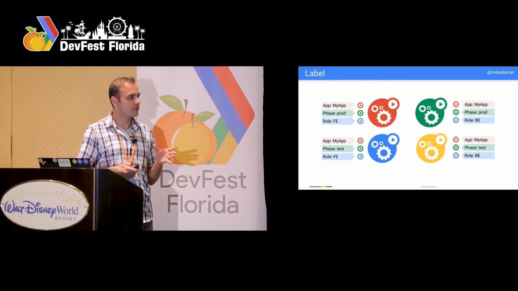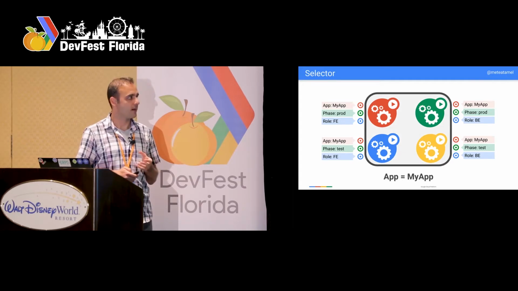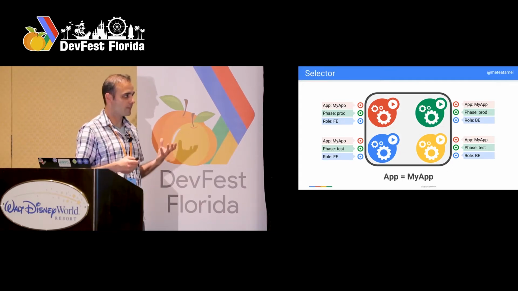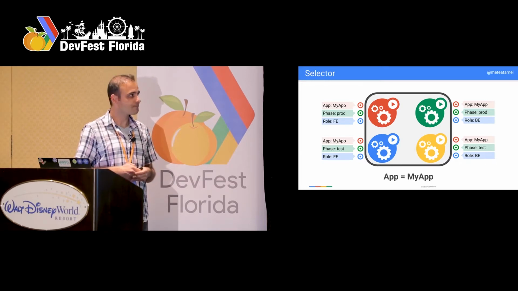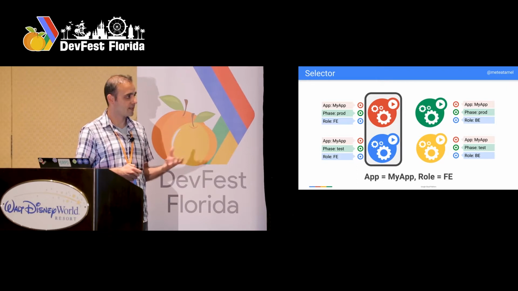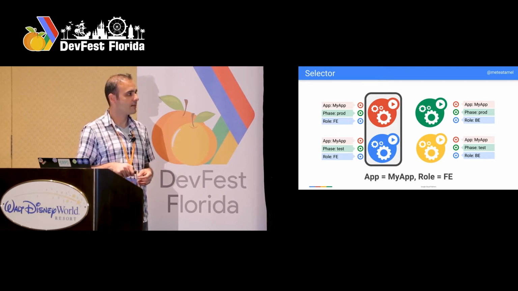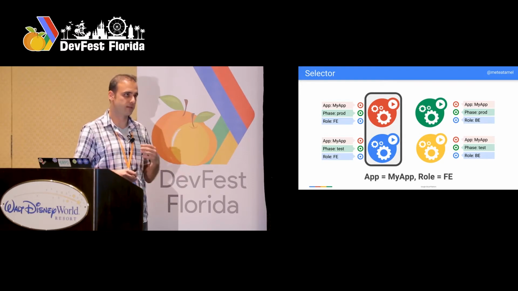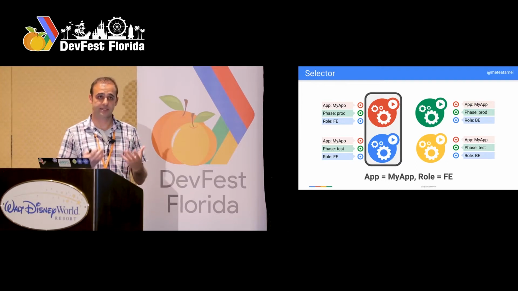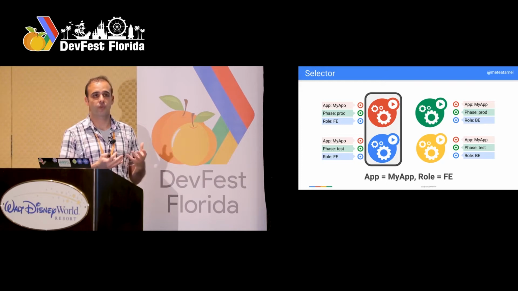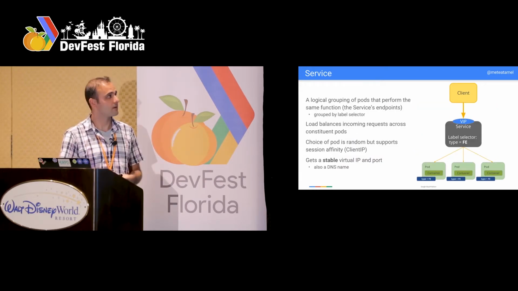And once you have those labels, you can group pods together. For example, if you want to get all the pods of your application, you can just use this selector to get all the pods of your application. If you want to just get the front end of your application, you can say app equals my app, but role also equals front end. This way you can only get the front end pods. And these selectors are really important because in Kubernetes, every time you create something like a replica set or service or something like that, you use selectors to do that. So you label the pods and you select them, and that's how you group things together.